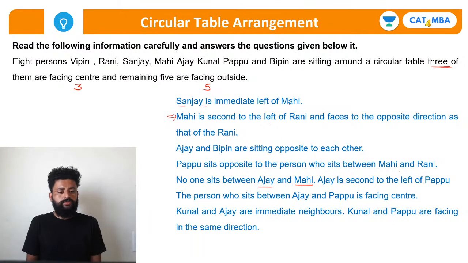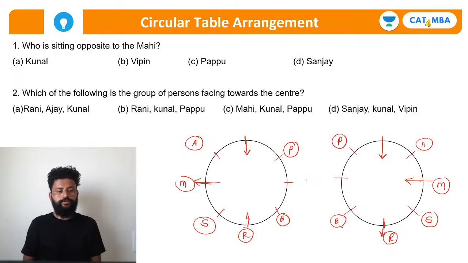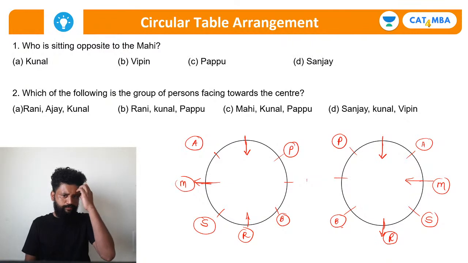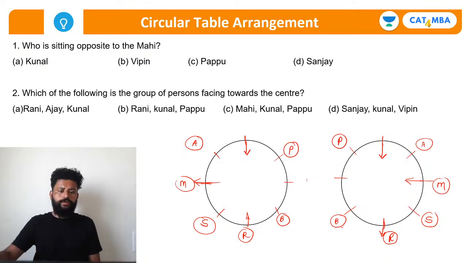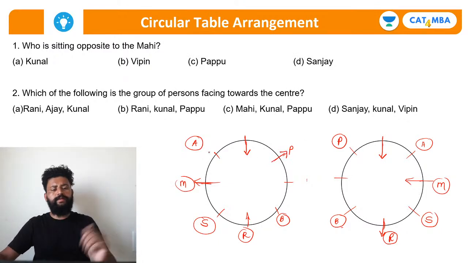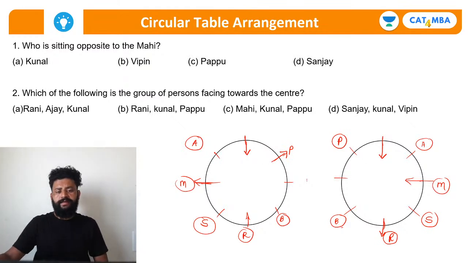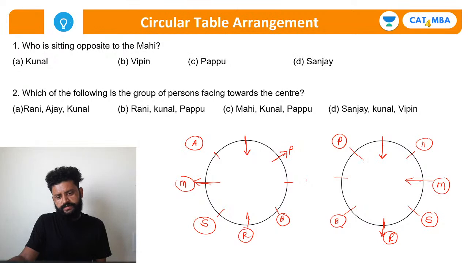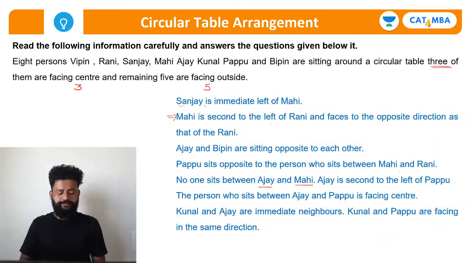So Pappu sits opposite to the person who is, that we are done with. Ajay is second to the left of Pappu. Okay, Ajay is second to the left of Pappu. So we have both the persons seated, Ajay and Pappu. So in this case, Pappu must be facing right outside. Then it will be left. Second to the left of Pappu is Ajay. And in this case, he must face center. Okay, so let me quickly check.